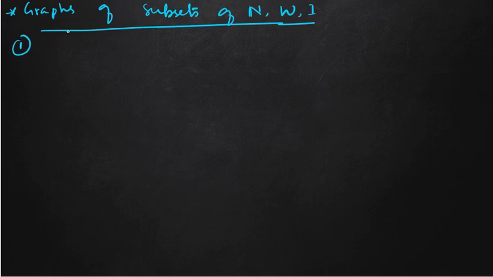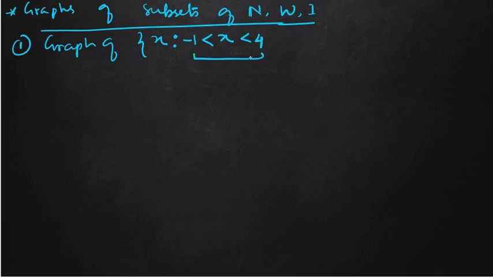Suppose we first draw the graph of x such that x is greater than minus 1 but x is less than 4. How you will read this: x is greater than minus 1 but x is less than 4, like this. Such that our x belongs to natural numbers.